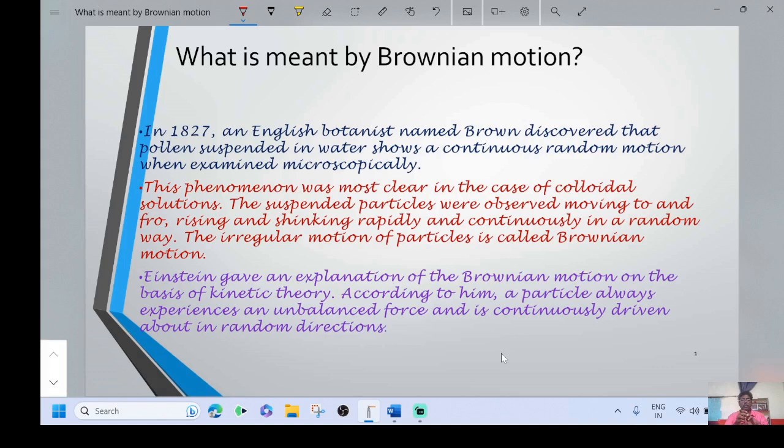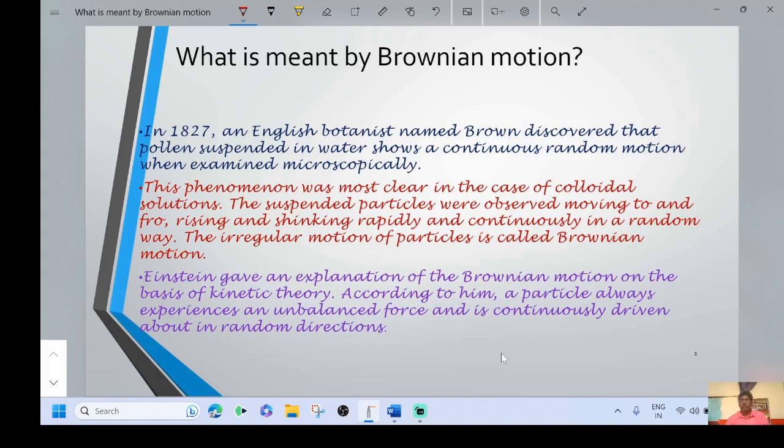In 1827, an English botanist, Brown, discovered this concept. He observed the movement of pollen with the help of a microscope. The phenomenon was most clear in the case of colloidal solutions. The suspended particles were observed moving to and fro, rising and sinking rapidly and continuously in a random way. The irregular motion of particles is called Brownian motion.